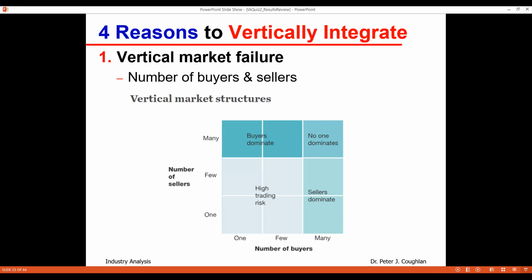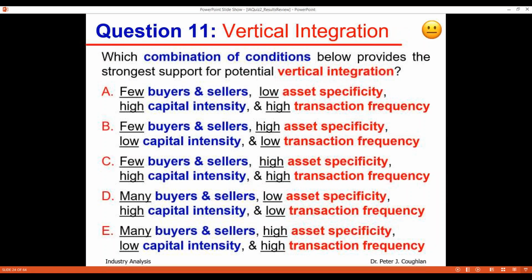But the real situation where you have high trading risk, right, where therefore you have a market failure, and therefore a potential need for vertical integration, is here, where you have one or few, right? If you have one buyer, one seller, that's a bilateral monopoly, right? You have a monopsony because you have one buyer. You have monopoly because you have one seller, and so we call that a bilateral monopoly, right? If you have few and few, it's a bilateral oligopoly, right? But the idea is when you have only one or few trading partners, one or few buyers or sellers, that's going to make it more likely that you want to vertically integrate because of high trading risk.